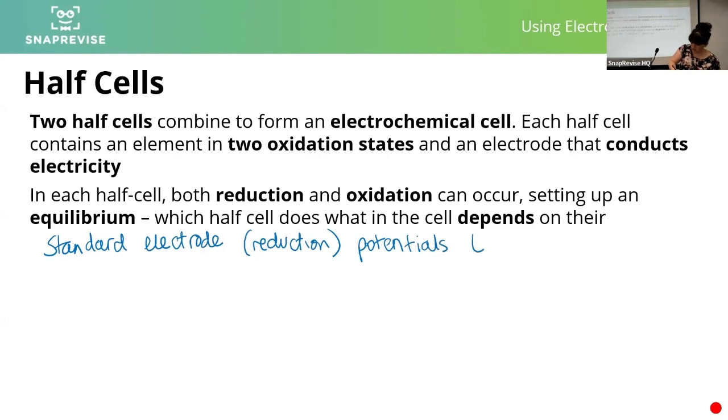Potentials, E with the standard symbol again. It's the same symbol. We're just calling it an electrode. Standard electrode reduction potential. The reason that I like to call them a reduction potential is because I think it helps us to understand what's happening and when and why reactions can and can't happen.